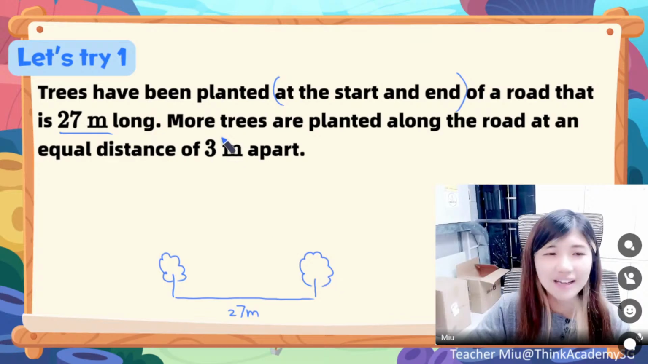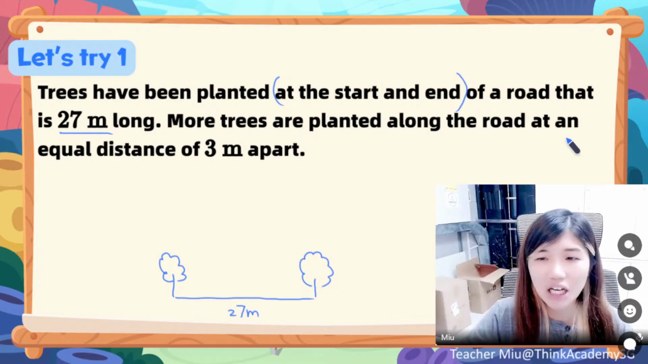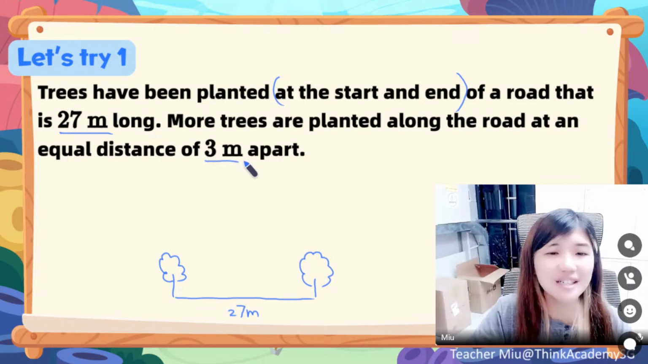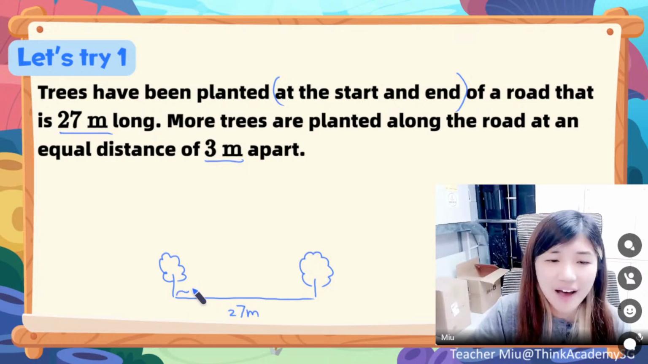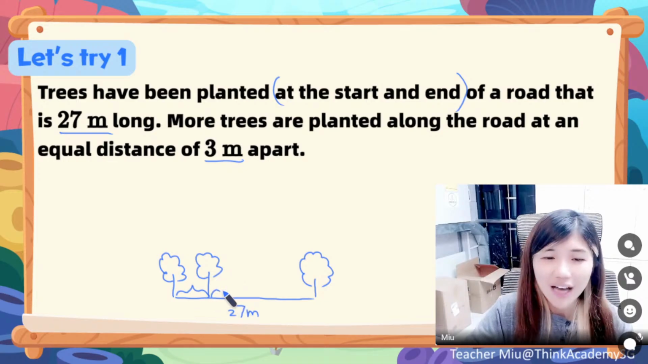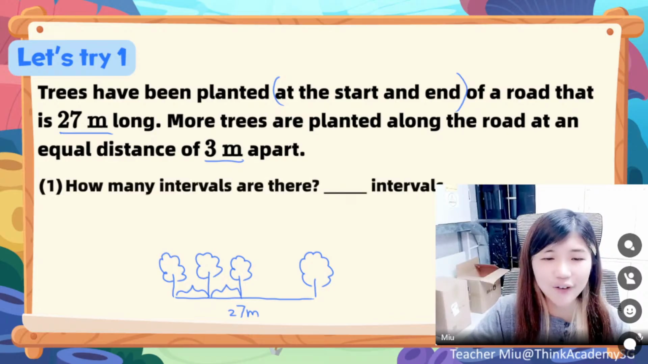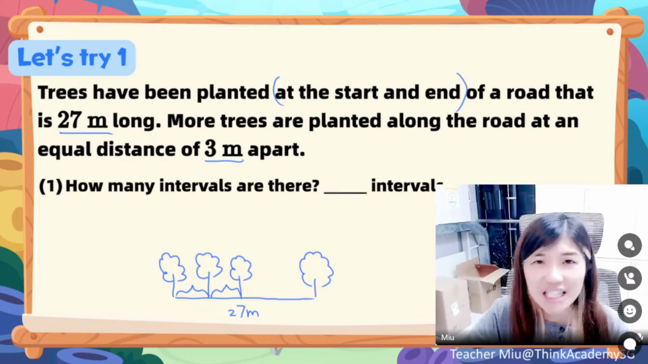All right. And more trees are planted along the road at an equal distance of 3 meters. That means after 3 meters, you go to a tree. After 3 more meters, you go to another tree. Now the question is, first thing first, how many intervals are there?